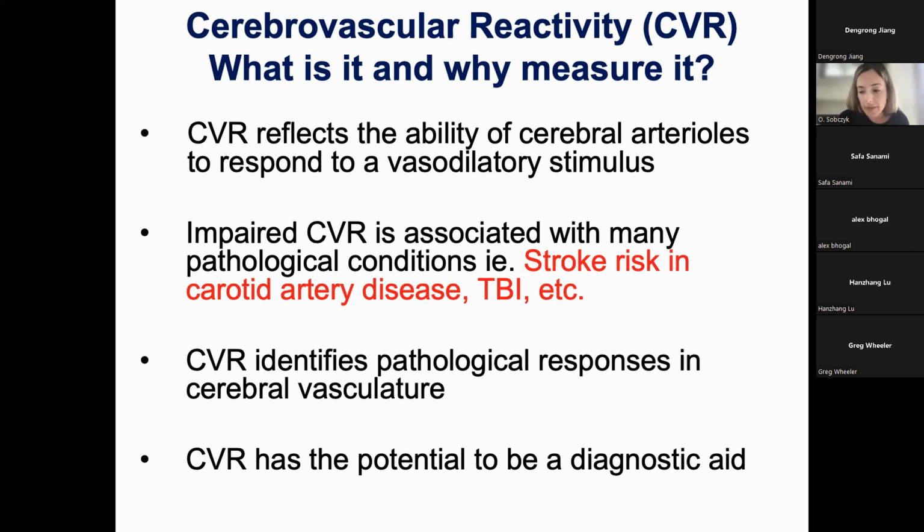CVR is able to identify pathological responses in cerebral vasculature, and it has the potential to be used as a diagnostic aid, such as determining the presence of hemodynamic impairment for management of treatment.